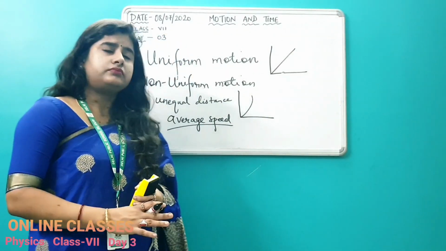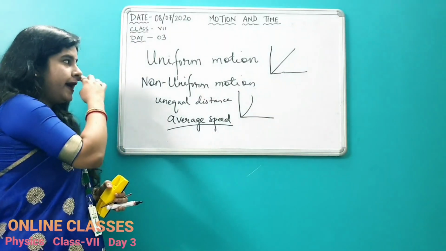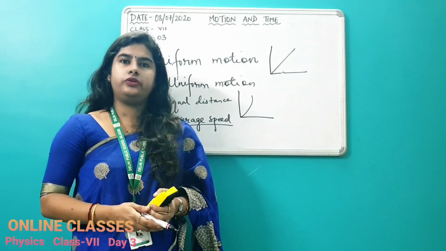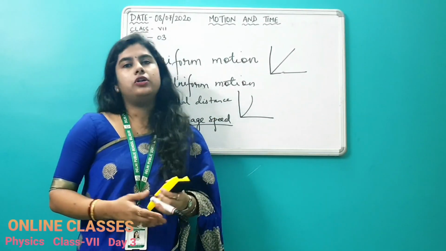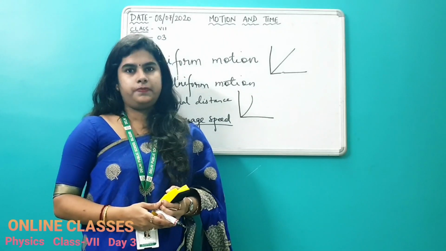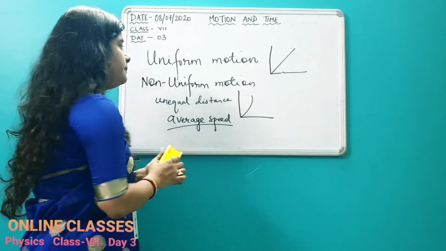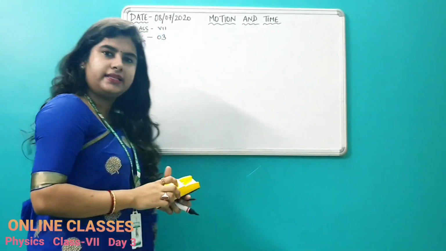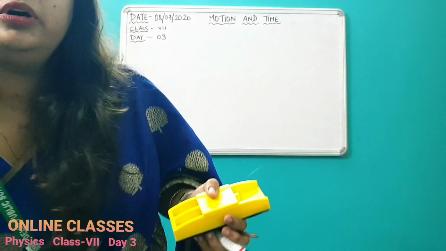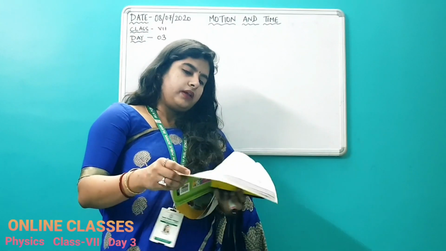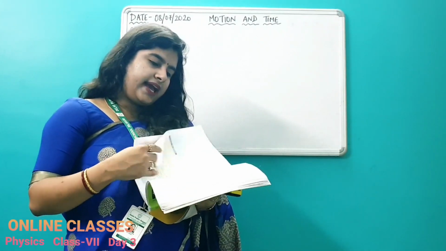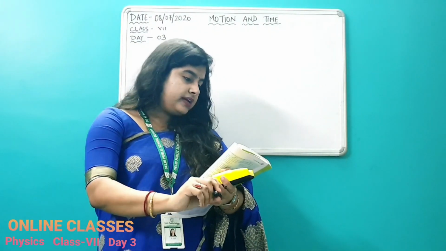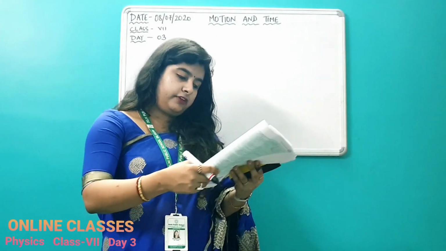Now with the help of an example, I am going to show you the difference between uniform motion and non-uniform motion, and we are also going to draw the graph. So for that, let me solve an example from the book itself. I hope all of you have your book with you. If you have your book with you, we can solve this numerical which is given on page 224.